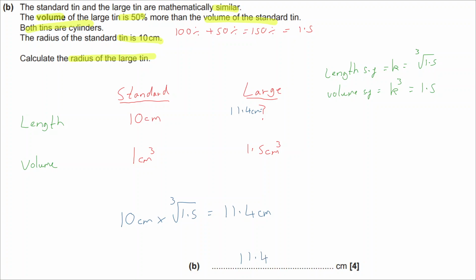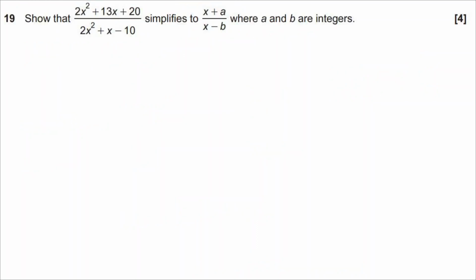Just to make it clear, if you're looking at this visually, the radius is of course a length, because centimeters is a length. Good. I believe we're on to the last question, which is quite a nice one.